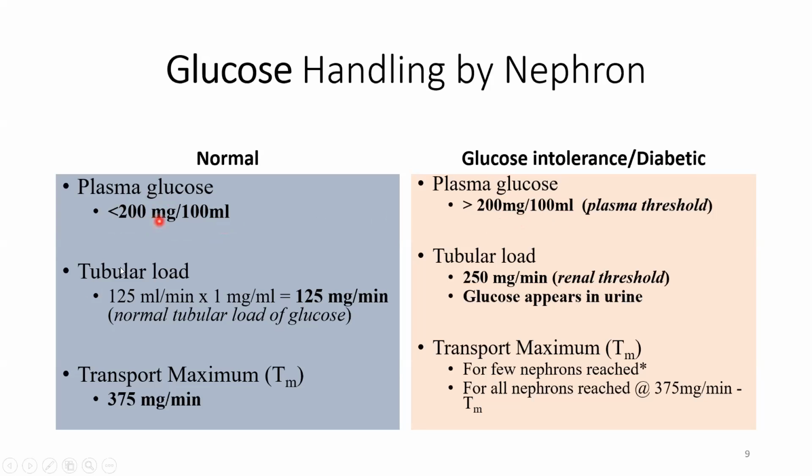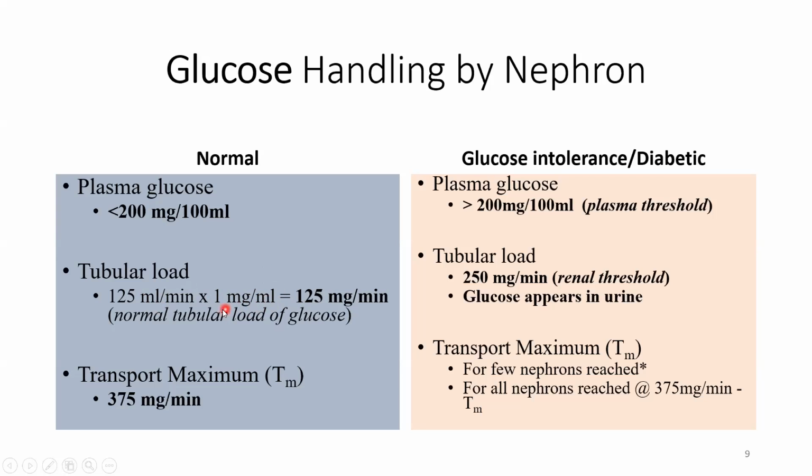At this plasma level, the tubular load is calculated. Now remember that this is the GFR, as you know, and this is 1 milligram per ml. So we are going for ml, not deciliter. So 100 milligram per deciliter basically means 1 milligram per ml. Why have we converted this here? Because ml is here in GFR. So this cannot be deciliter. It has to be converted. Either this has to be converted to deciliter or this is converted into ml. So you should not be confused.